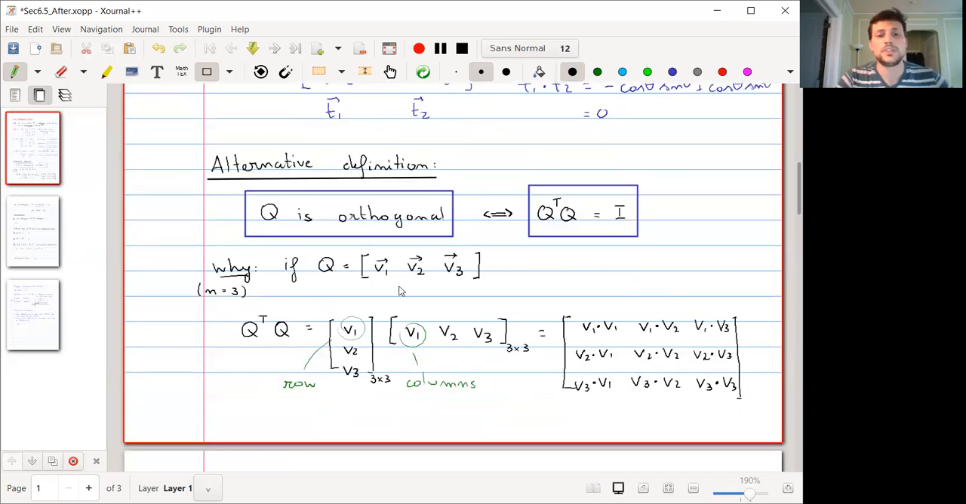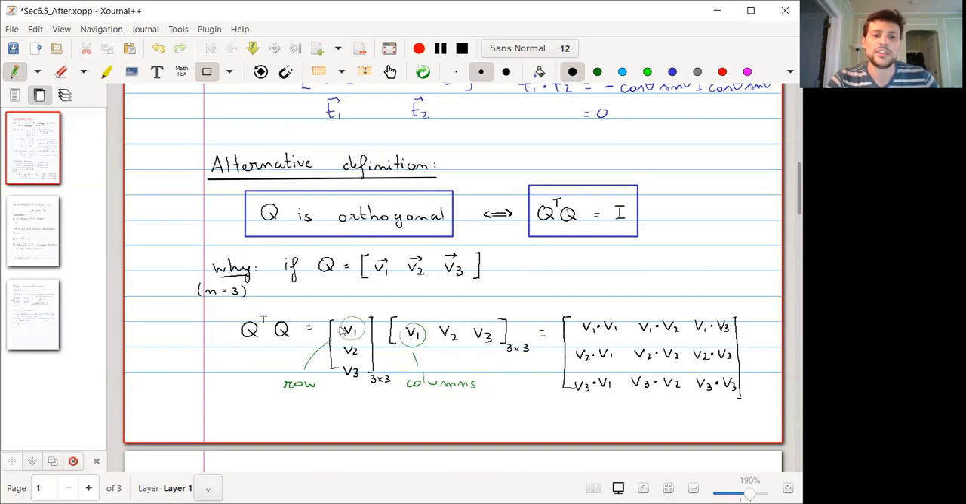Well, the way to convince you of that is, let's just write down Q, writing down its columns. I'll do it for a 3 by 3, but the argument is the same in general. Then if you take Q transpose times Q, you can write it like this, where these two are 3 by 3 matrices, and now when I write Q, I mean that V1, V2, and V3 are 3 column vectors.